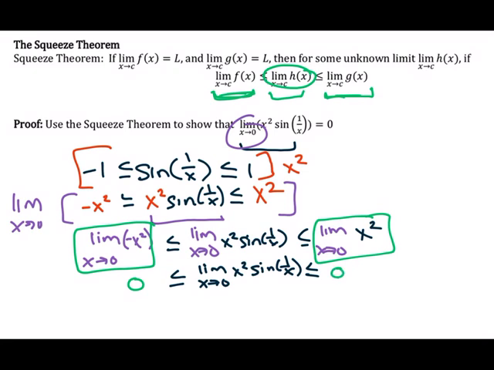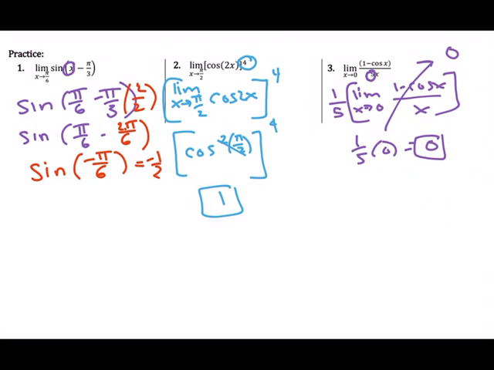So what we've just done is we've said, I don't know what this limit is, but I know that it's trapped between 0 and 0, which means, therefore, this limit, the limit as x approaches 0 of x squared sine of 1 over x, must be equal to 0 by the squeeze theorem. Since we said it must be trapped between 0 and 0, that in fact means that it must be 0.